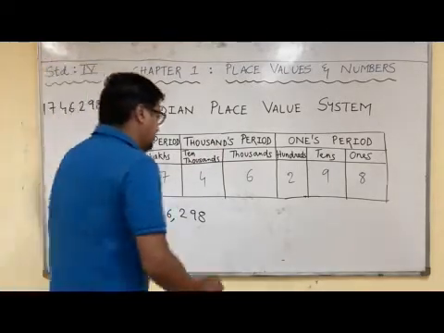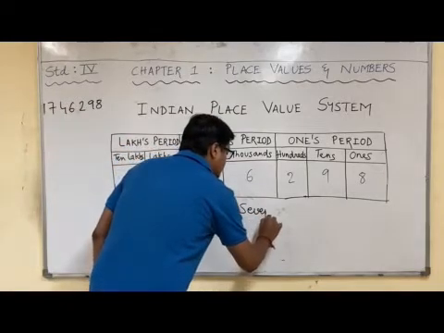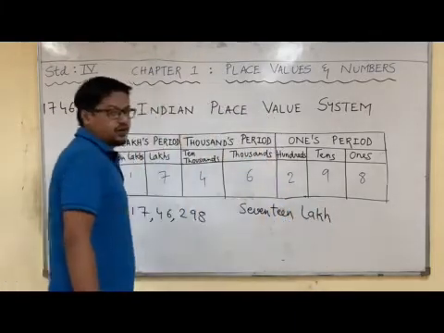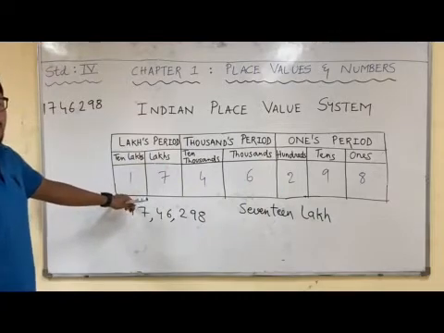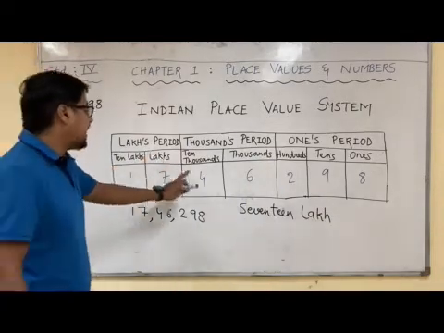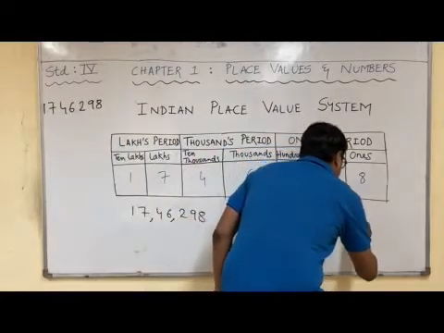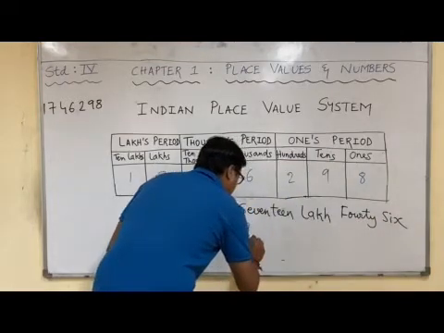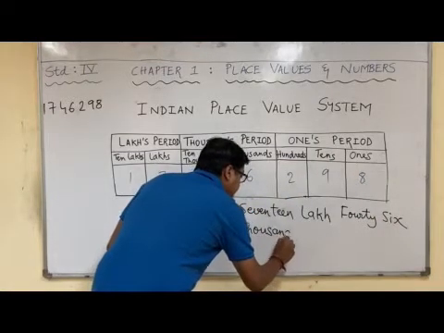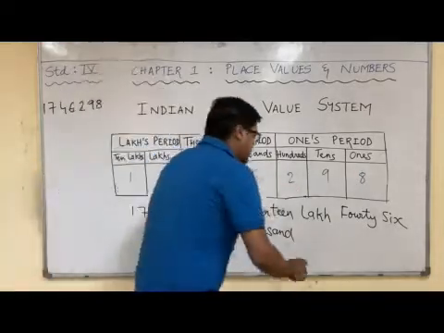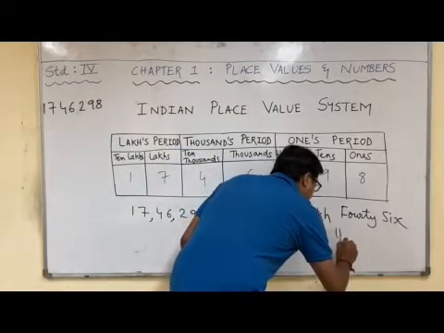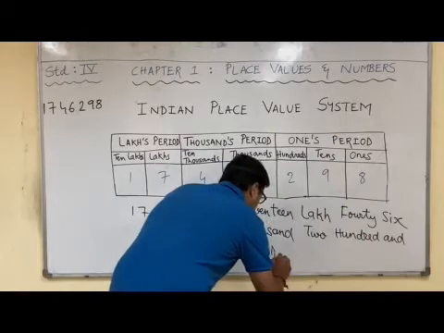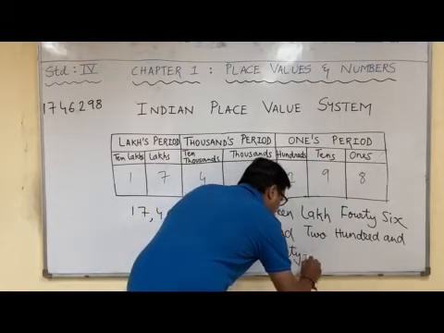So now let us write the number name. 17 lakh. Don't write lakhs. This is not the correct way. There is no plural form of this. It is only in singular form. 17 lakh 46,000. Then what will come? 298.